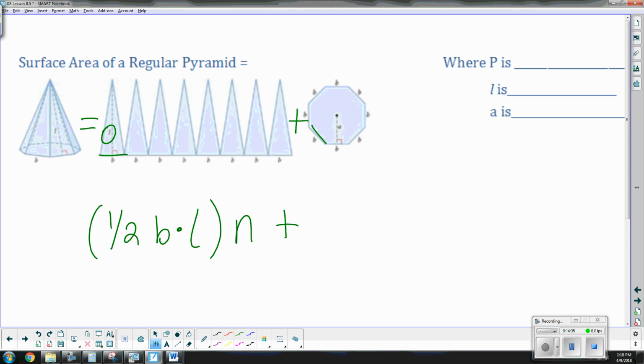And we're going to add that to the area of the regular polygon base. So if you remember, the area of a regular polygon base is 1/2 times the number of sides times the apothem times the side length, which in this case the side length is this B.